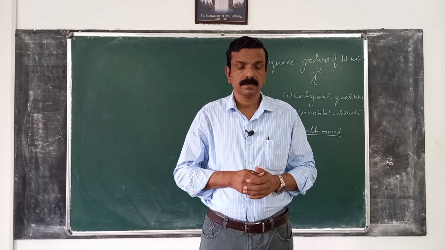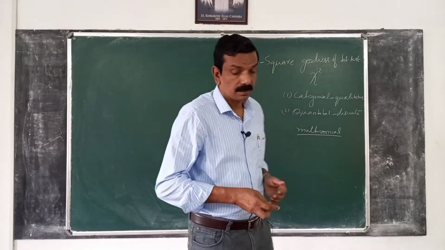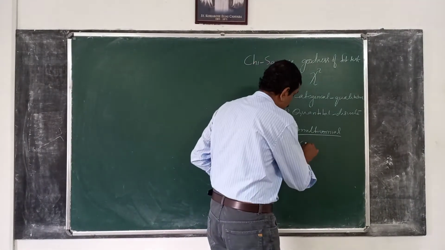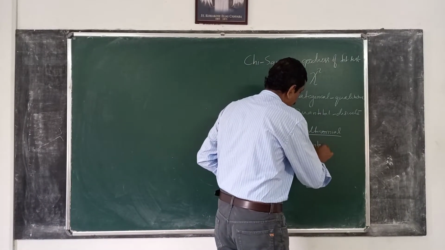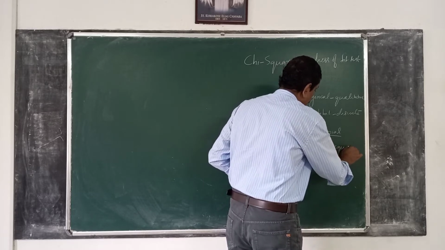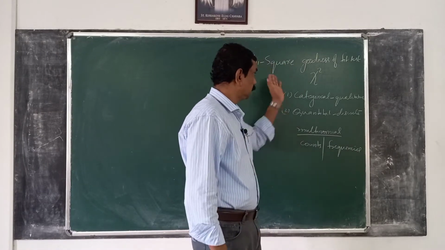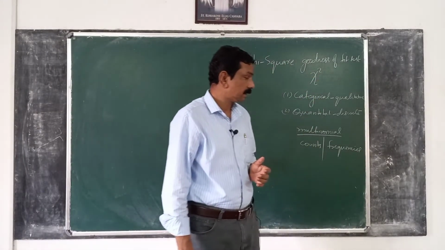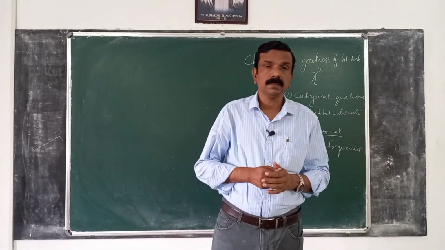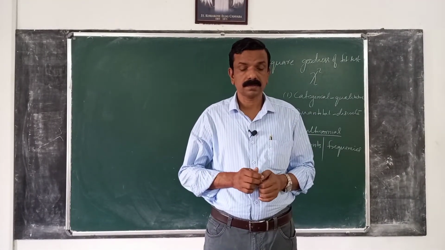The data used in this test are enumerative, and they are in the form of counts or frequencies. The data used in the chi-square goodness of fit test is enumerative. They are in the form of counts or frequencies.